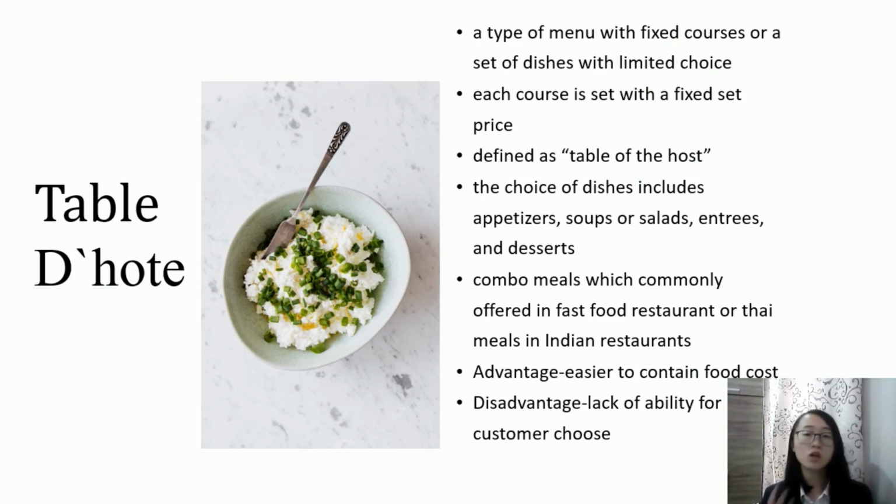Commonly, the choice of dishes includes appetizer, soup or salad, entree and dessert, and it is a full set of meals for high-class restaurants and fine dining. Besides, the combo meal is also one of the types of table d'hote menu, which is commonly offered in fast food restaurants or Thai meals in Indian restaurants.